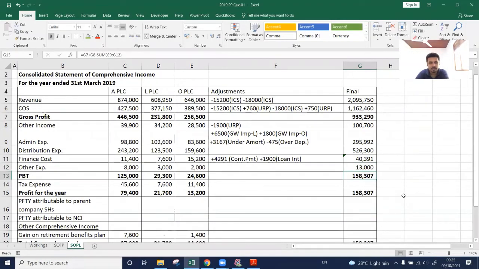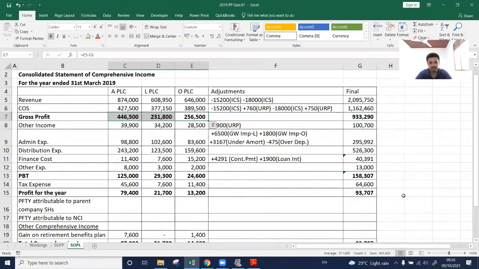So the group profit before tax should be 158,307. From that, we need to deduct the tax expense, that is 64,600. Therefore, the group profit for the year should be 93,707.